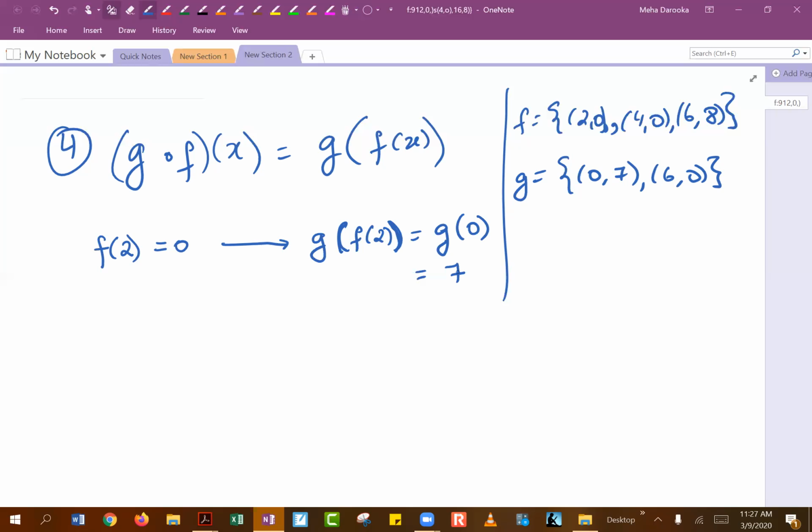Now, with composition, the idea is, again, start with the inside function, which was f of 2. f of 2 gives us 0, so that's where this 0 came from. But now this 0 becomes the input of the outside function, and our outside function is g, because they're asking us to find g of f. So this answer that we got from f will now go inside of g, and then you go to the g function, find the ordered pair where x is 0, and then find its y value, which gives you 7.